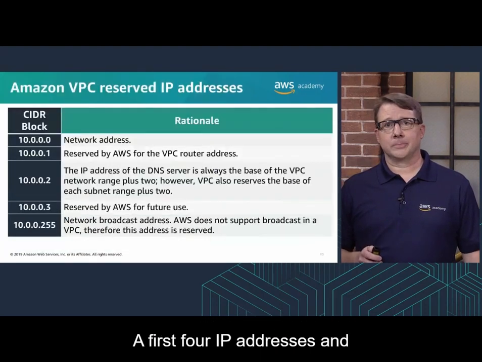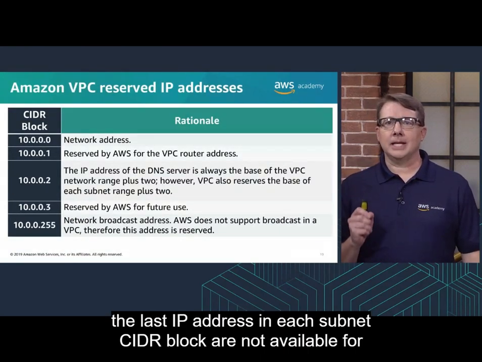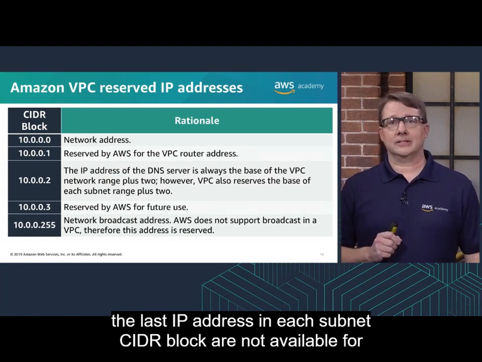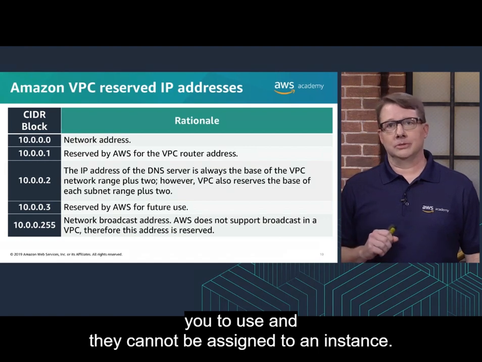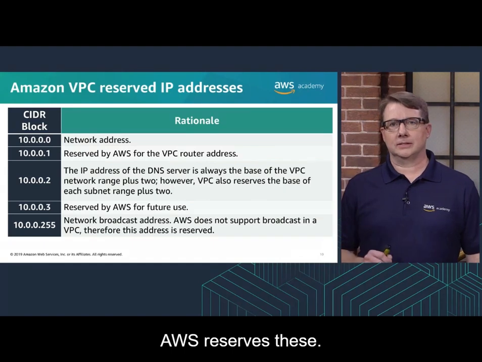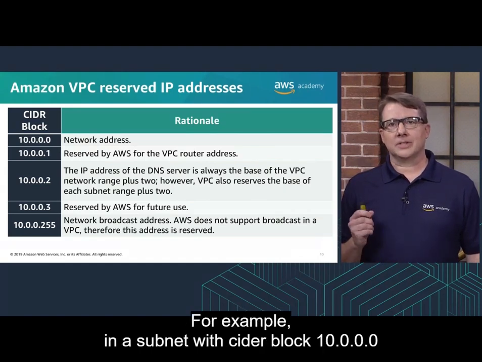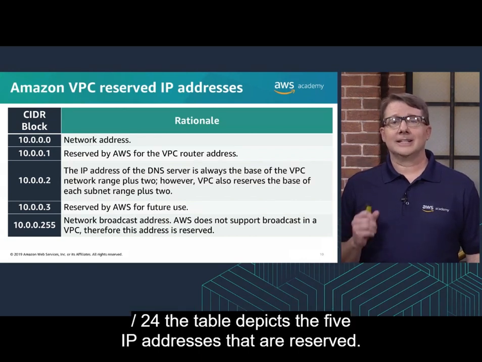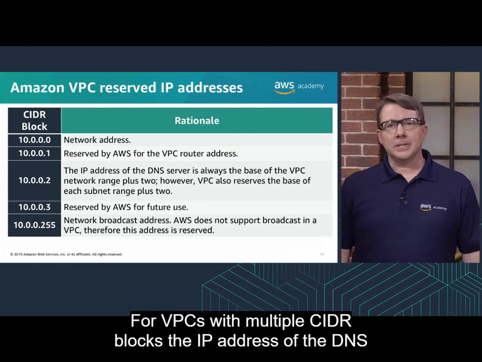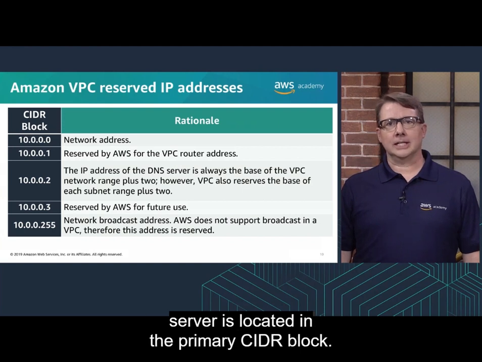The first 4 IP addresses and the last IP address in each subnet CIDR block are not available for you to use, and they cannot be assigned to an instance. AWS reserves these. For example, in a subnet with CIDR block 10.0.0.0/24, the table depicts the 5 IP addresses that are reserved. For VPCs with multiple CIDR blocks, the IP address of the DNS server is located in the primary CIDR block.